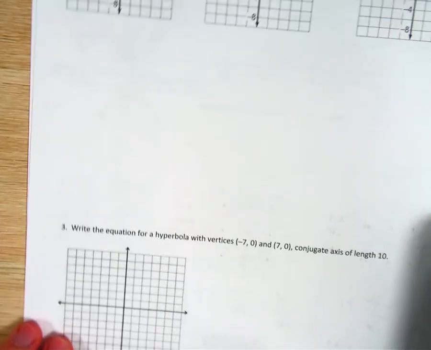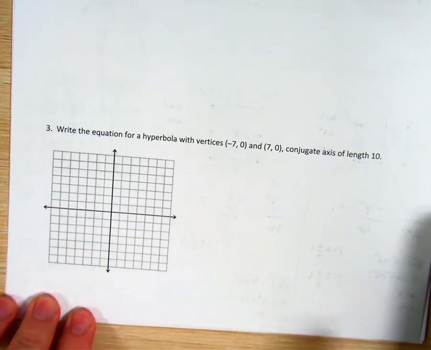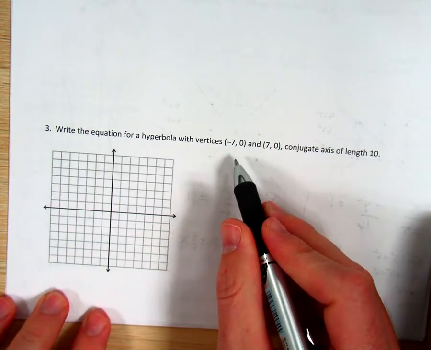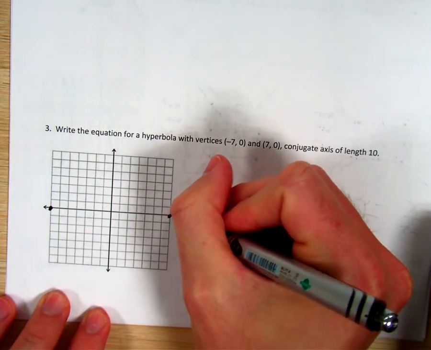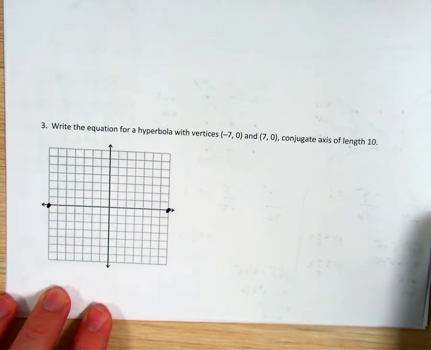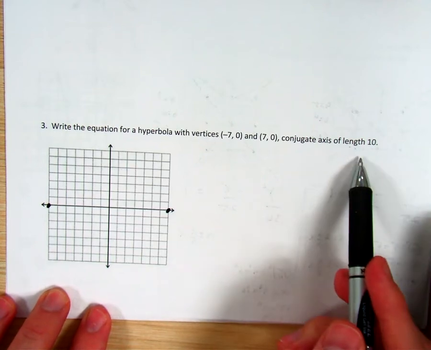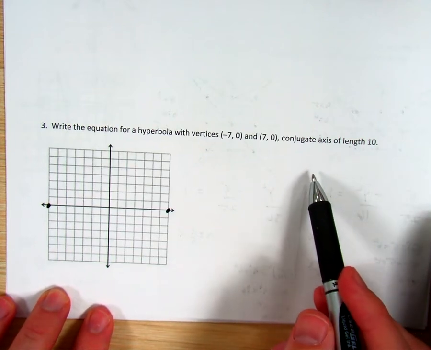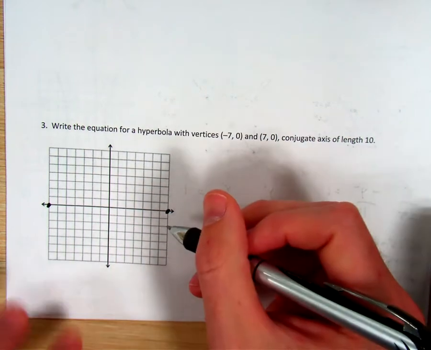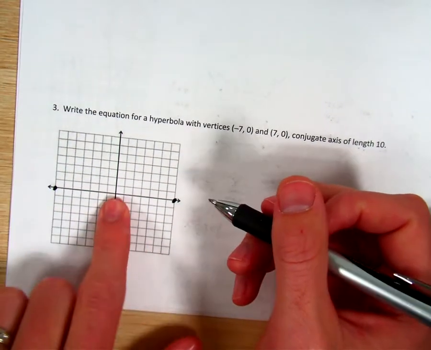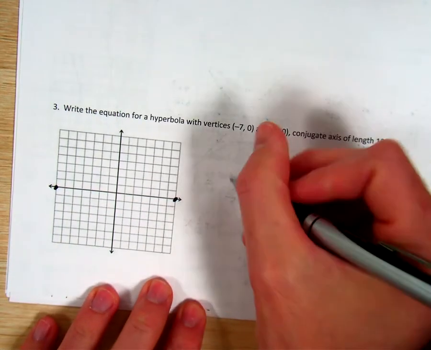Okay. We're going to skip all the way to number 3. Vertices at negative 7, 0 and positive 7, 0. Write an equation for this hyperbola, and it has a conjugate axis length of 10. Okay? So what does this tell me here? This tells me that we're going to be opening this way. We're centered at 0, 0.